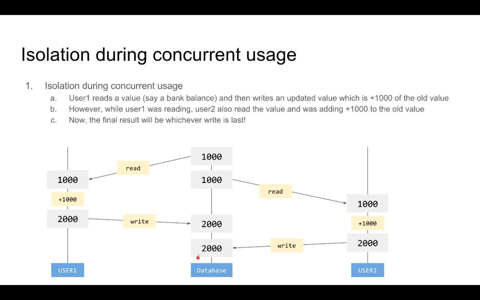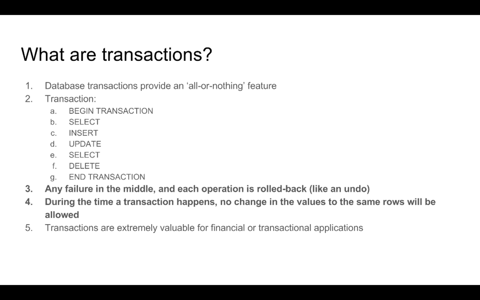So this is another use case of why we need something special in the database to be able to handle these use cases. This is where database transactions come in. They provide, in a sense, an all or nothing kind of a feature, and they also provide this kind of an isolation that we need.